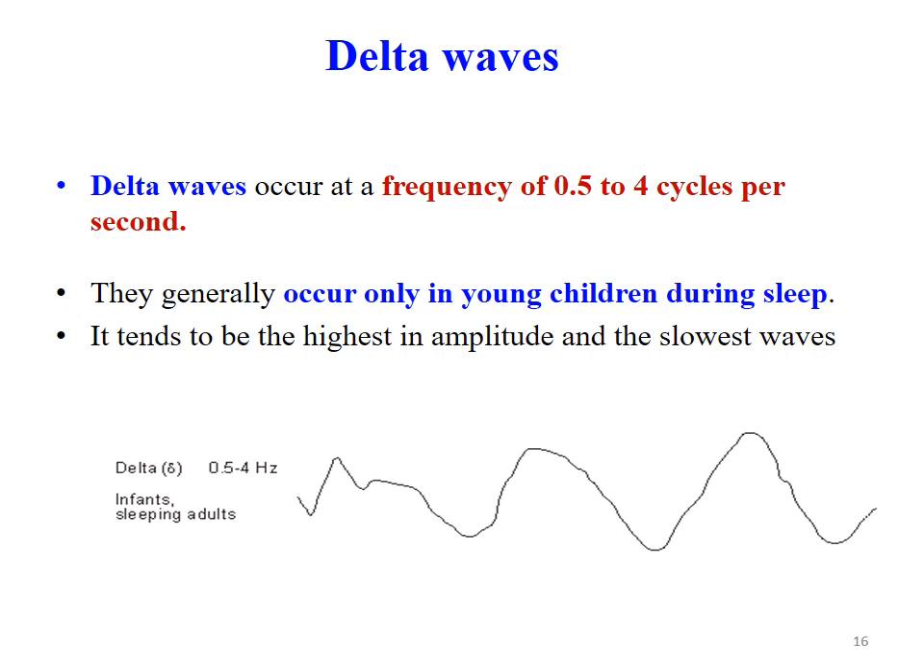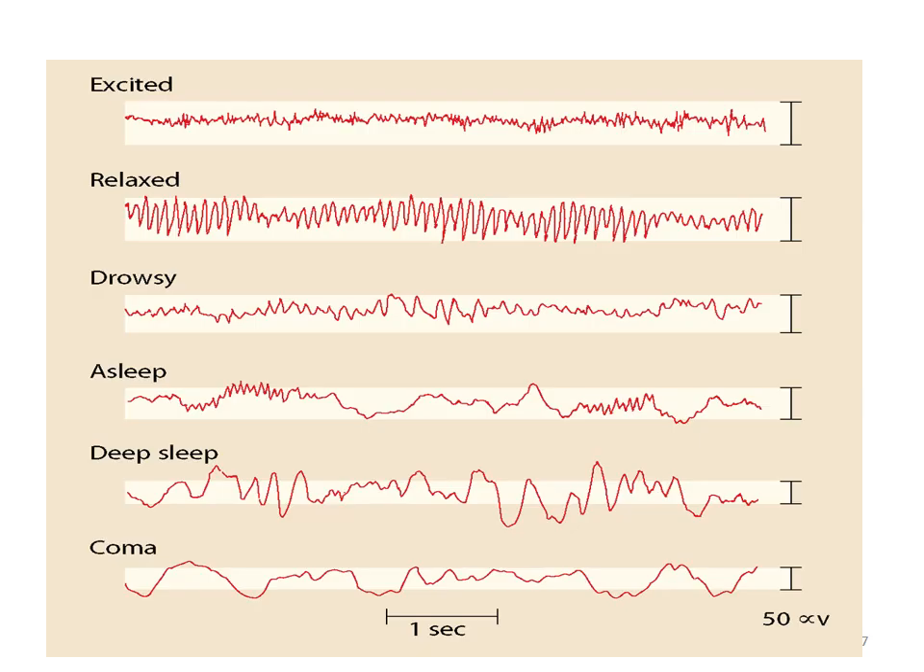Delta waves. Delta waves occur at a frequency of 0.5 to 4 cycles per second. They generally occur only in young children during sleep. They tend to be the highest in amplitude and the slowest waves. These are the EEG recordings of a person under different conditions.